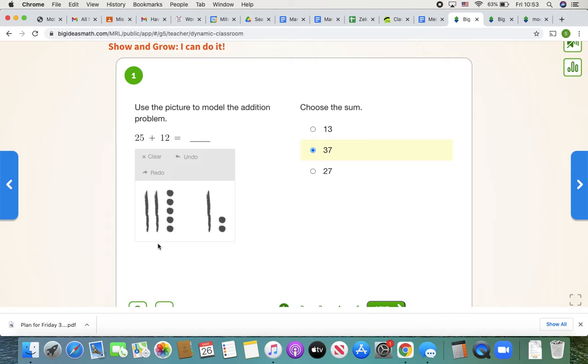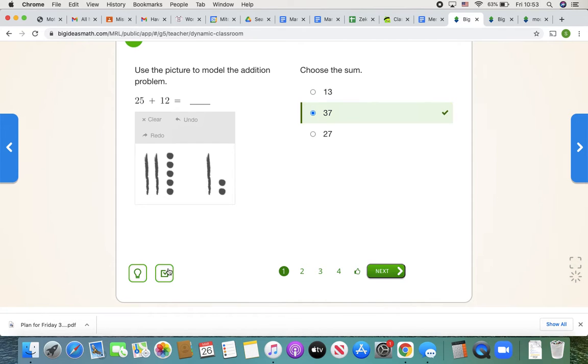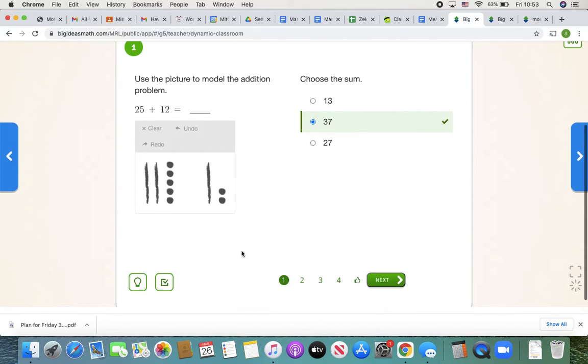But I want to make extra sure, so I'm going to check my answer in the ones place as well. So if we count our ones place, we have 1, 2, 3, 4, 5, 6, 7, which will make the number 37. And let's go ahead and check that answer, and we did it right.